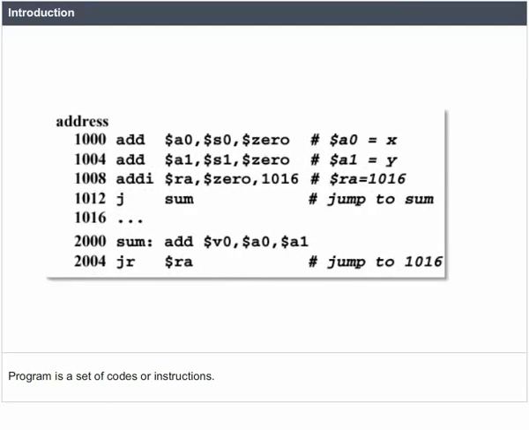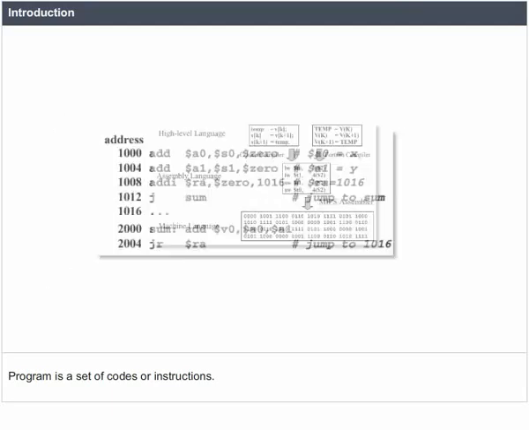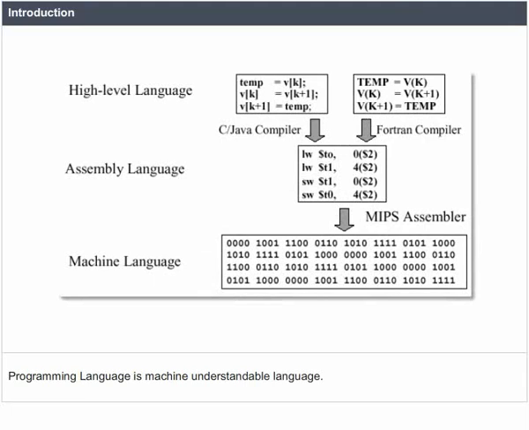Introduction. A program is a set of codes or instructions. A programming language is a machine-understandable language. Types of programming languages are low-level language or machine-level language, assembly language or middle-level language, and high-level language.